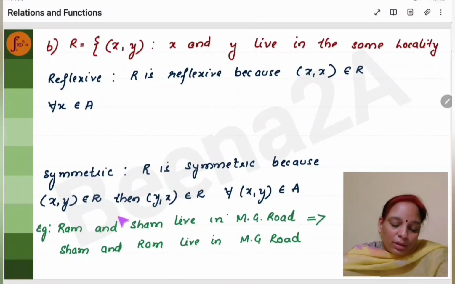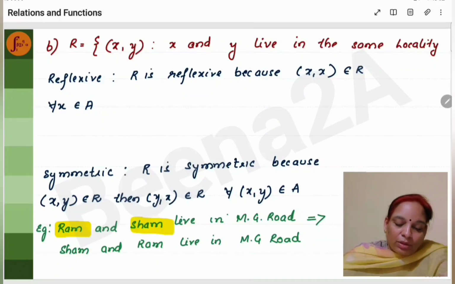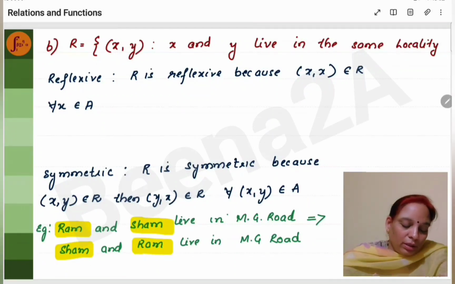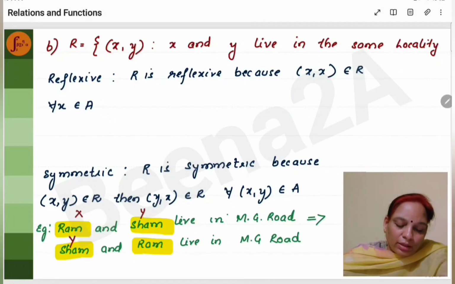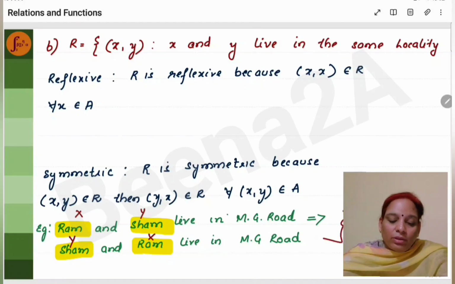Symmetric. So if Ram and Sham live in MG Road, Sham and Ram live in MG Road. This reverse is also true. Ram and Sham live in MG Road. I can reverse it: Sham and Ram live in MG Road. So if x and y live in MG Road, y and x also live in MG Road. Therefore, this is symmetric.